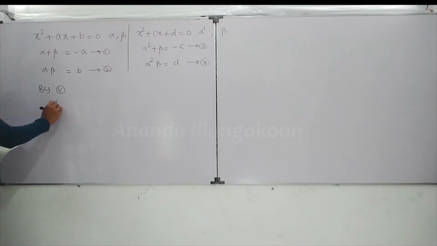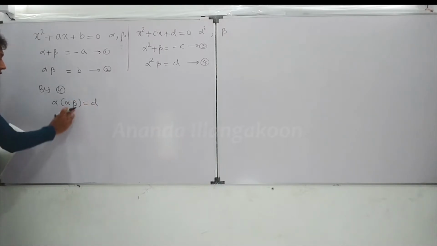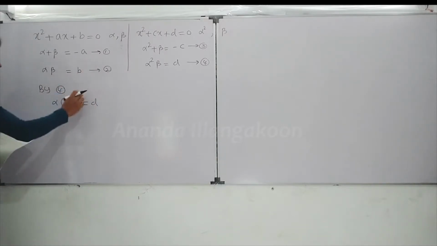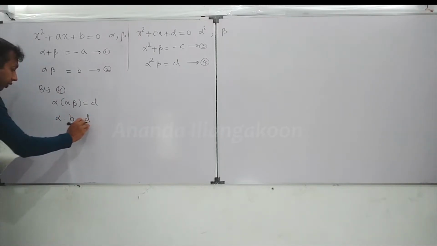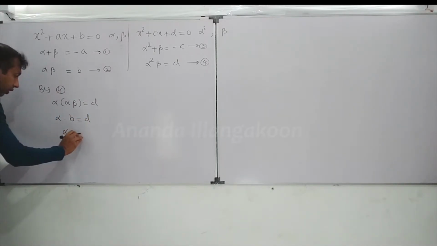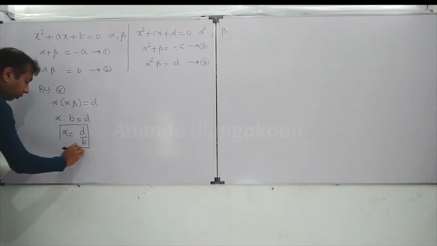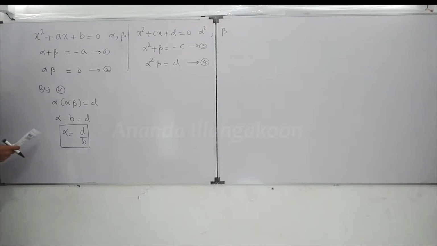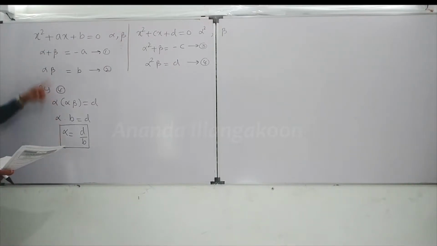alpha squared beta I can write as alpha times alpha beta, it is d. For this alpha beta I can put by number 2, it's b, therefore this is d. Then I can solve this, alpha is d upon b. Now this alpha we just now found is a root of this equation, so this alpha should satisfy this equation, right?